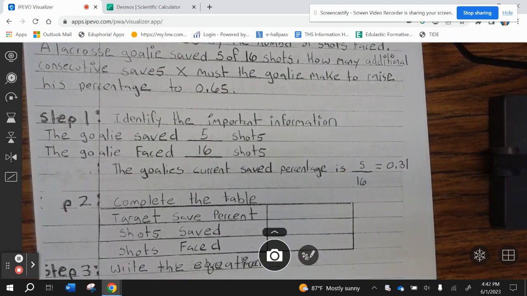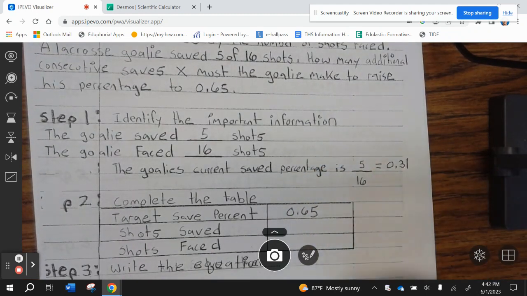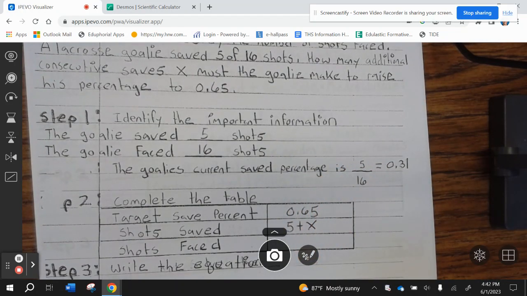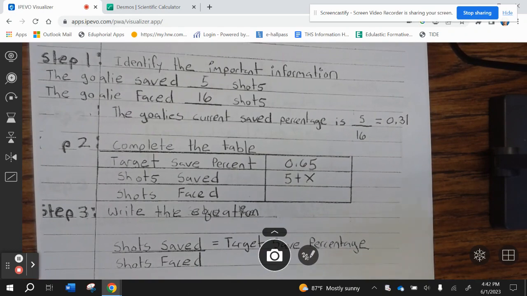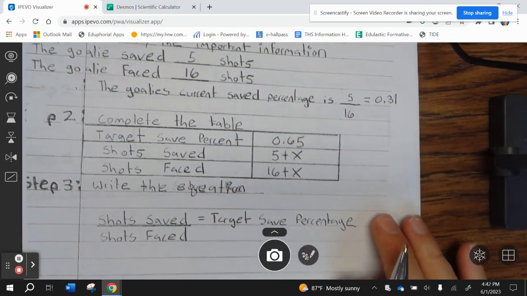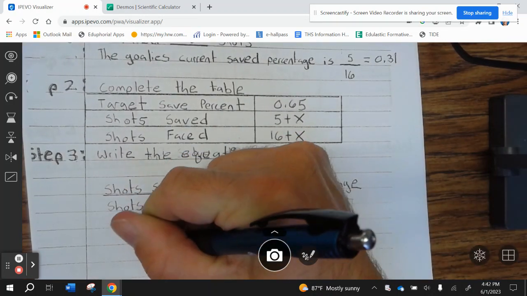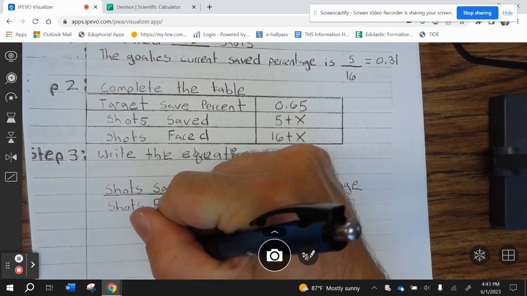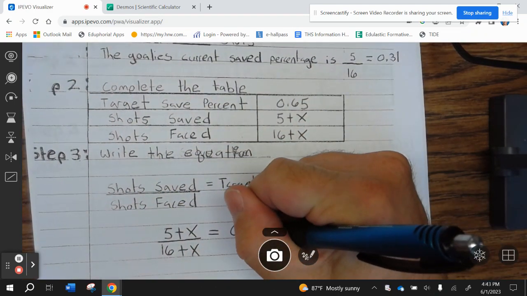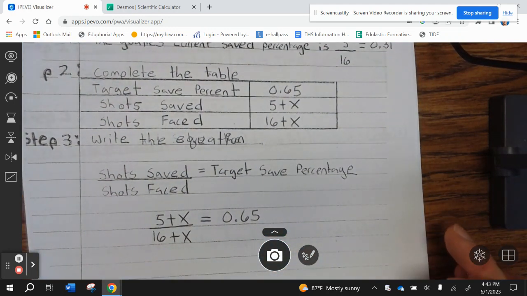Complete the table. So target percentage is 0.65. Shots saved would be 5 plus X. Shots faced would be 16 plus X. So your equation is (5 plus X) divided by (16 plus X) equals 0.65. Okay, go and finish up example number 1.